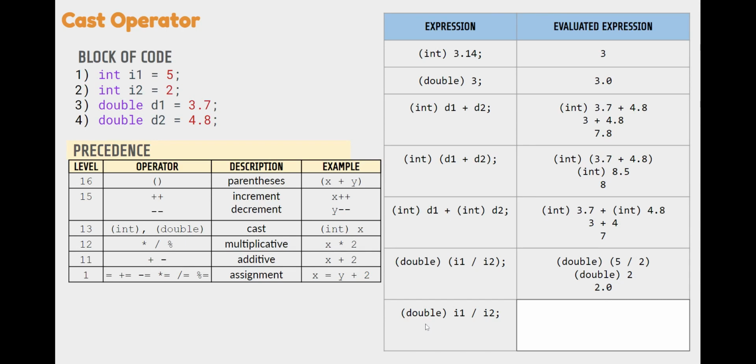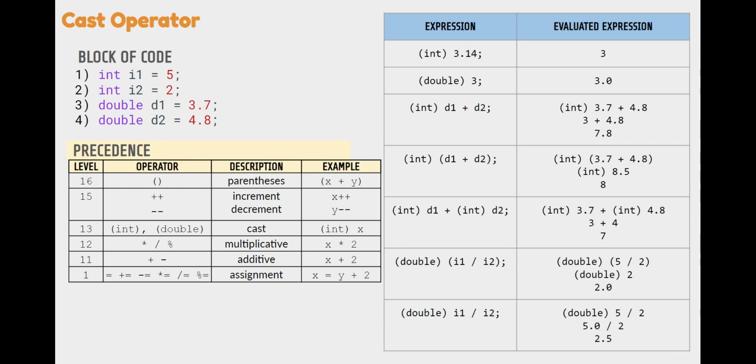Our final one, we have a double cast operator and our division operator. The double cast operator happens first. So we have I1 divided by I2. So that's 5 divided by 2. The double cast applies first to that 5, turns it into a 5.0. We have a 5.0 divided by 2. And now we have a double divided by an integer. We no longer have integer division. We now get our answer as a double 2.5.